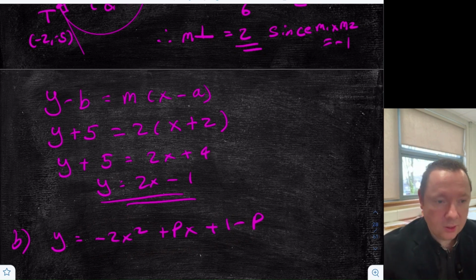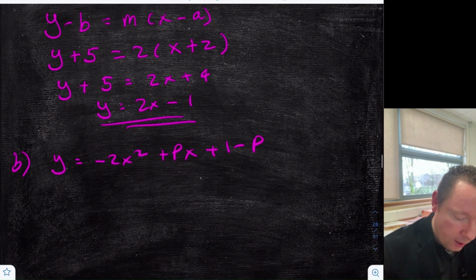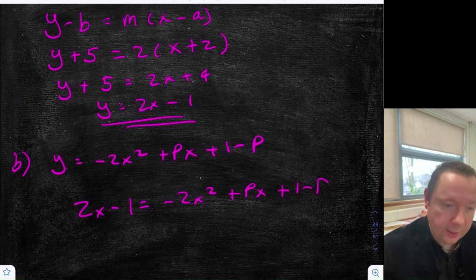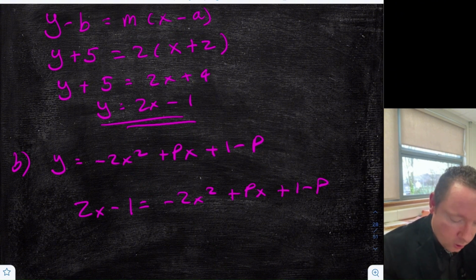We can solve them simultaneously. So all we need to do is say that 2x minus 1 equals minus 2x squared plus px plus 1 minus p. So that's a quadratic to solve. So moving everything over to the right, we get 2x squared plus 2x minus px, then minus 1, then minus 1 again, and then plus p, and that equals 0.